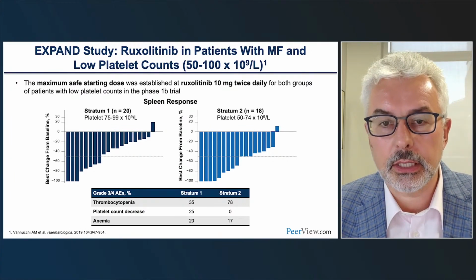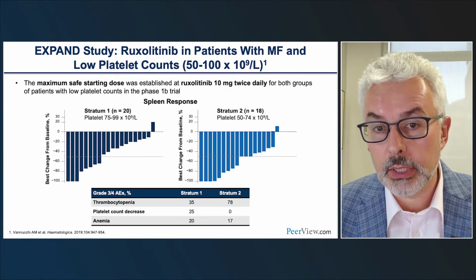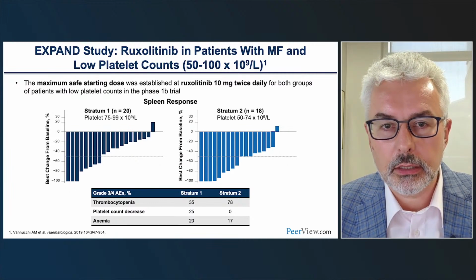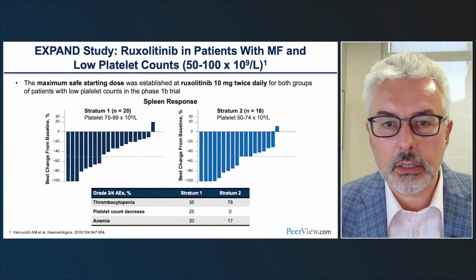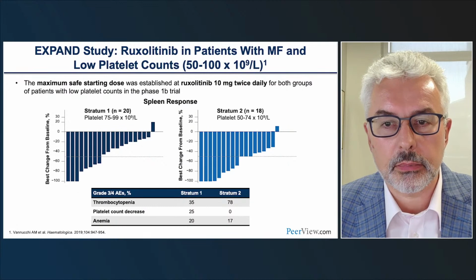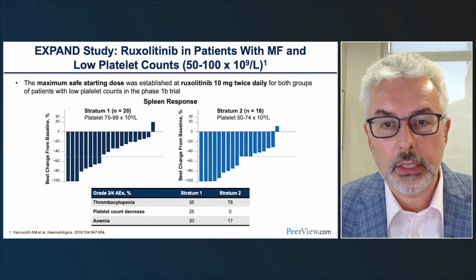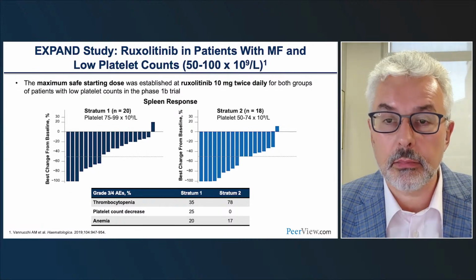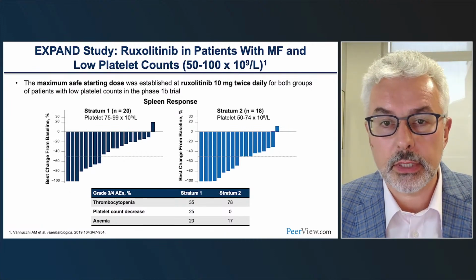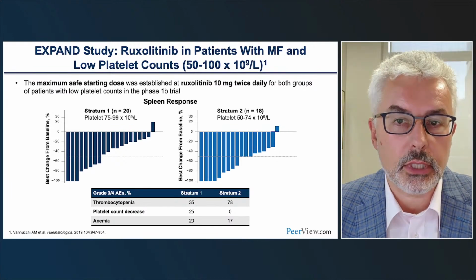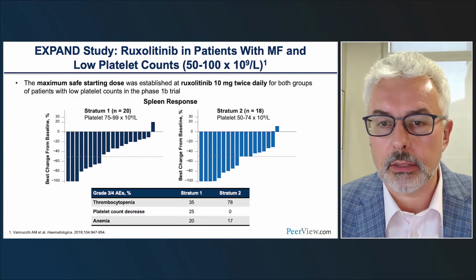This particular study gave us further information on ability to manage and achieve good response in these patients, and suggested that we should be starting patients with 10 milligrams twice daily for both groups. These were two groups, 75 to 99,000 platelets, or 50 to 75. And I would say from my own perspective, if I do start with 5 milligrams twice a day, I am almost always able to go to 10 milligrams twice a day. So it's quite reasonable to entertain a possibility to start at 10 milligrams twice a day from day one.